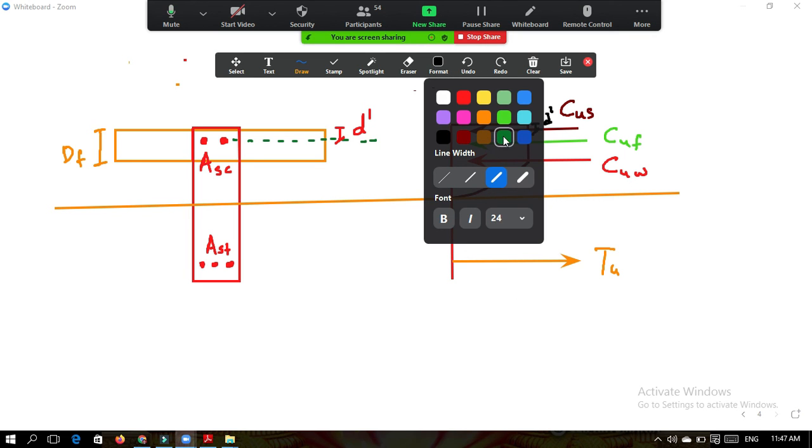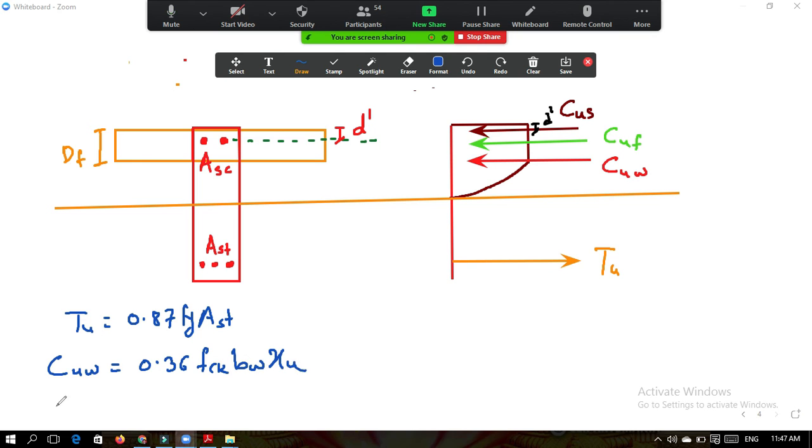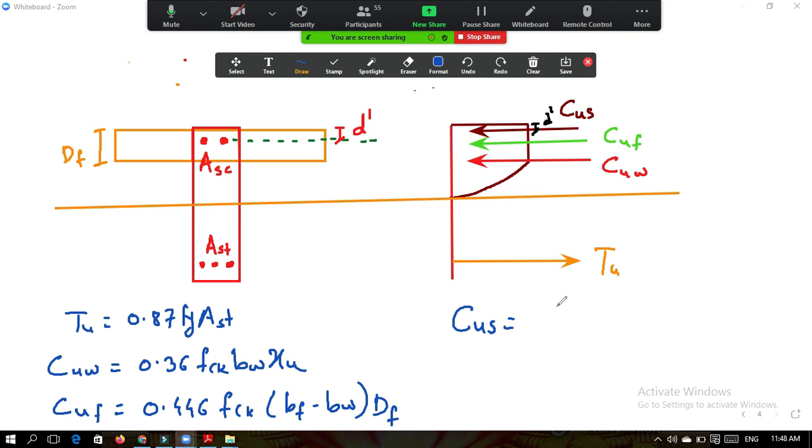So I will write the magnitudes. You copy down this. We know the formula for TU. TU is equal to 0.87 Fy into AST. Then we know that for CUW, it is 0.36 FCK BW into XU. We know that for CUF the formula is 0.446 FCK (BF minus BW) into DF. Now this CUS. So this formula is again the same.